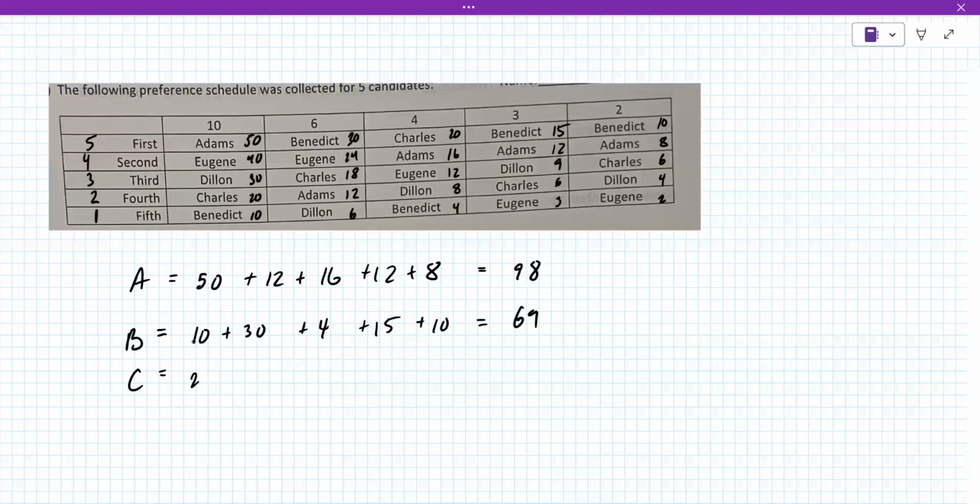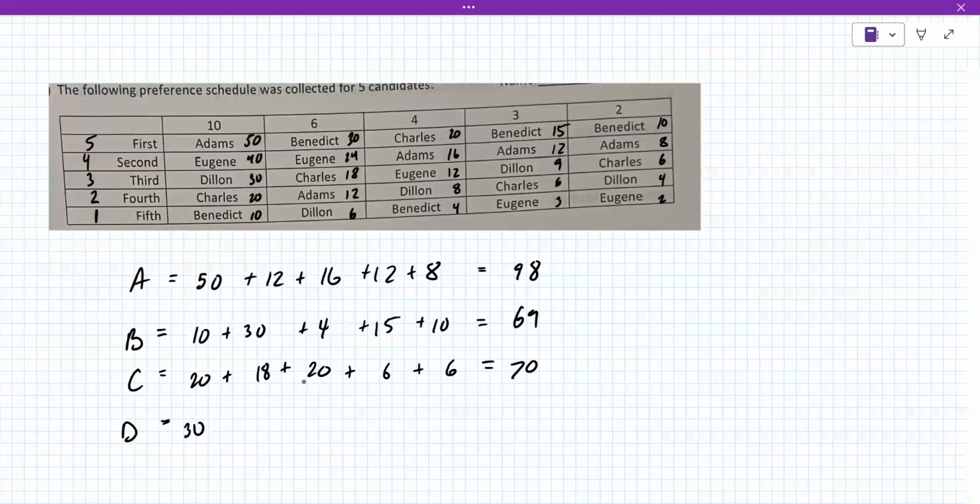C is 20 plus 18 plus 20 plus 6 plus 6. So we got 12, 30, 50, 70. That's good. D is 30 from the first column, 6, 8, 9, and 4.